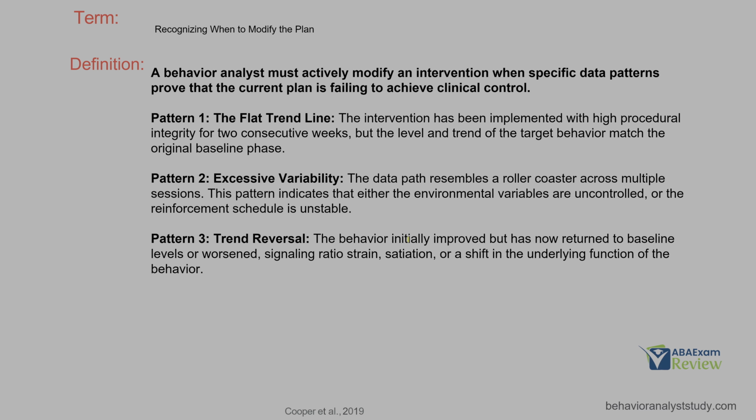And then trend reversal. So let's say the behavior initially improved but then goes back to baseline or worse. Could be ratio strain, could be satiation, could be a change in the function of the behavior, maybe the topography changed. These are 3 key patterns we want to look for when analyzing data.